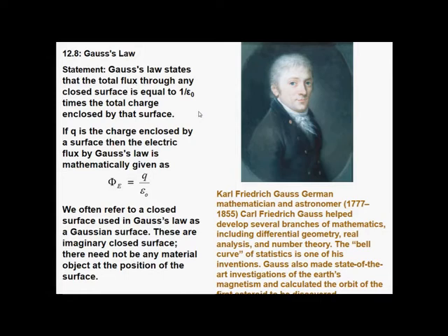Mathematically, Gauss's law is given by total flux is equal to Q divided by epsilon naught. Dear students, remember, we often refer to a closed surface used in Gauss's law as a Gaussian surface. These are imaginary closed surfaces, and there need not be any material object at the position of the surface.